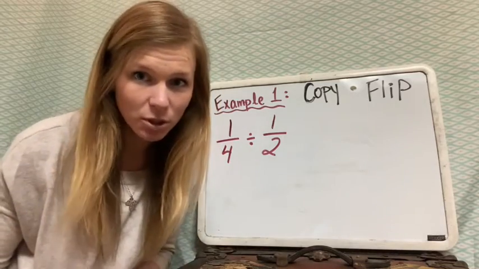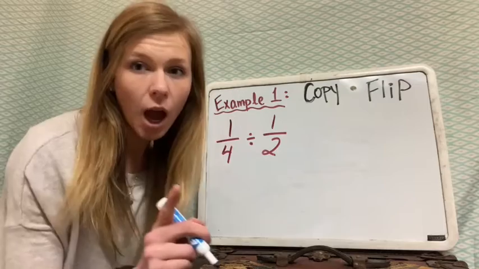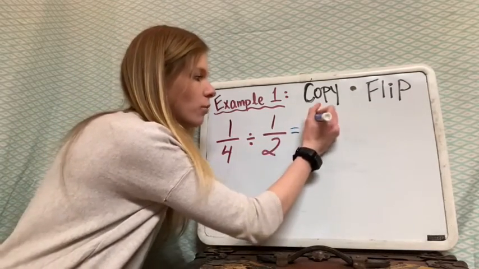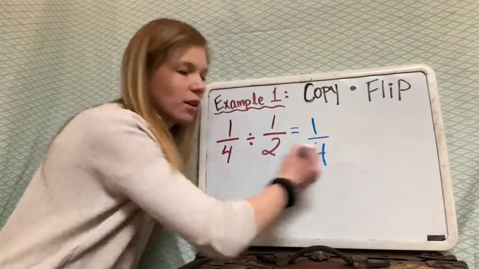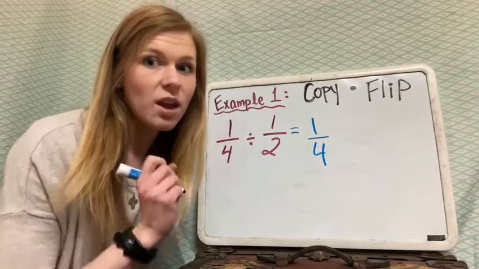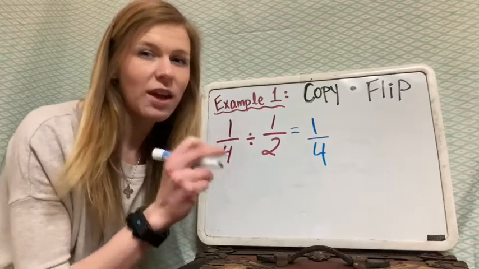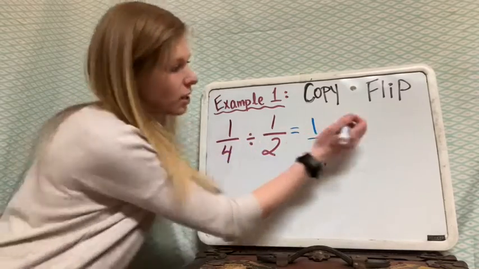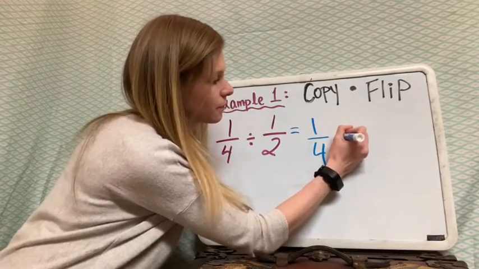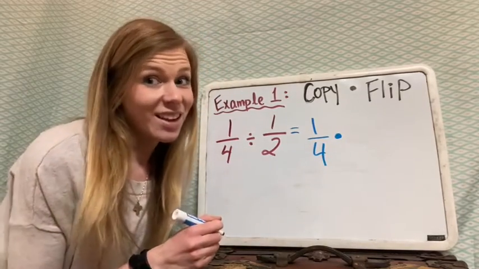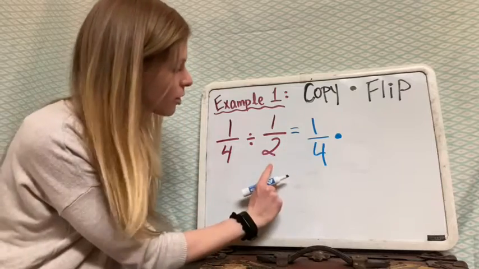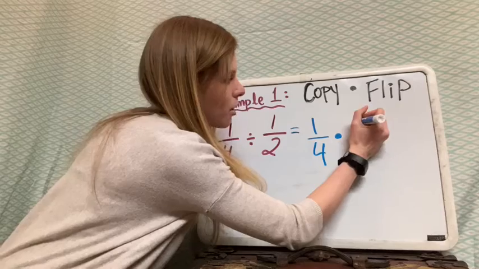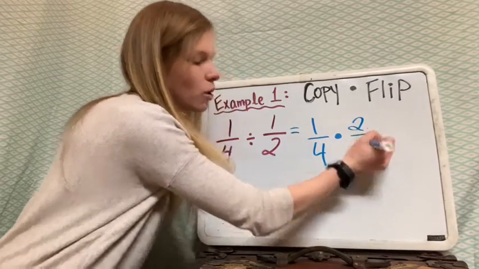So the first thing I'm going to do in my problem is I'm going to copy down the first fraction. So 1/4, I'm copying it straight down, keeping it as 1/4. Now the next step is to have a dot. So what I'm doing is I'm changing this division sign into just a dot. Next step is flip. So I look at my third piece, 1/2, and I'm gonna flip it. So now my 1/2 becomes a 2/1.